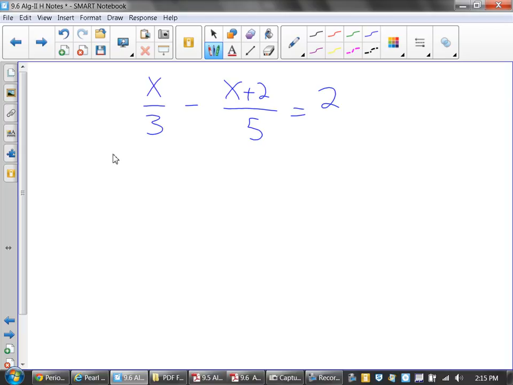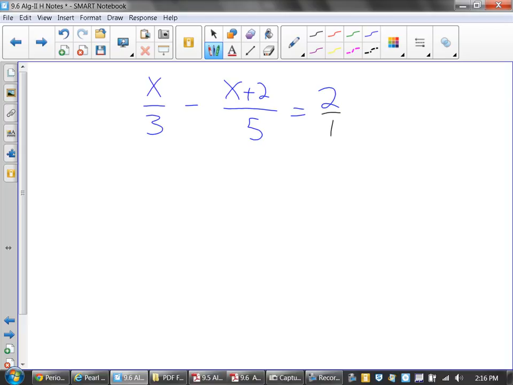Same basic principle. I'm starting with numerical denominators here to help build myself out of this. I have x over 3 minus x plus 2 over 5 is 2. 2 over 1, that's fine. If you want to throw 2 over 1 over here, I have no problem with that. Sometimes it helps students to keep things clear.